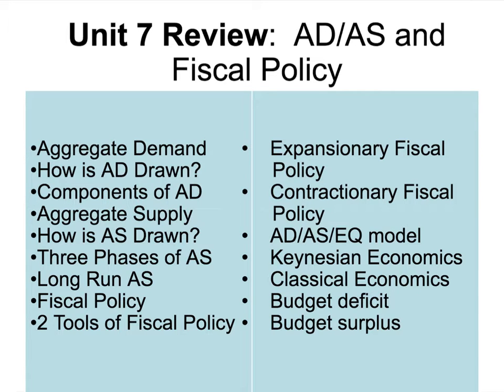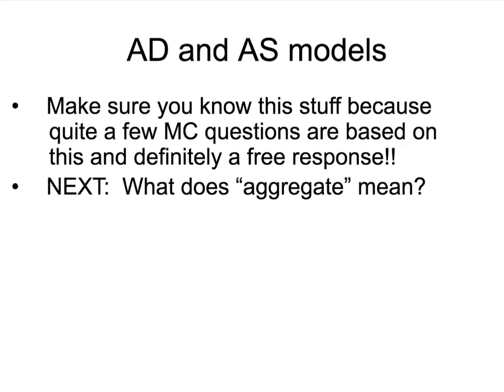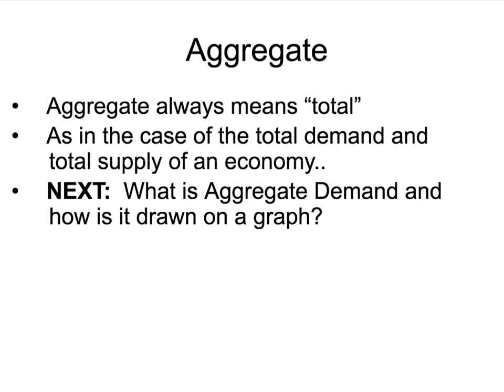Here's our overview slide of Unit 7, dealing with the aggregate demand and supply model, and then fiscal policy. So you'll definitely need to know how to graph the AS/AD model and how to manipulate it, showing the changes in AS and AD in the short run. So next. Aggregate demand is the total amount of spending in the economy, and so it measures the amount of spending. More spending, more aggregate demand. Less spending, less aggregate demand.